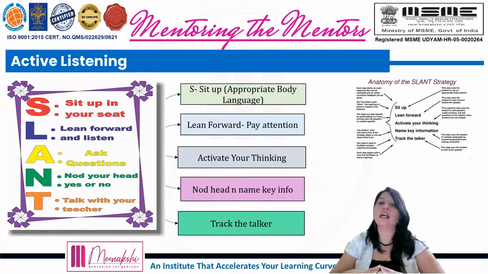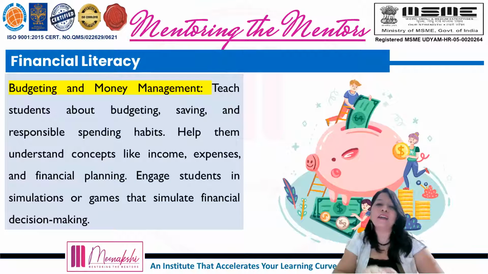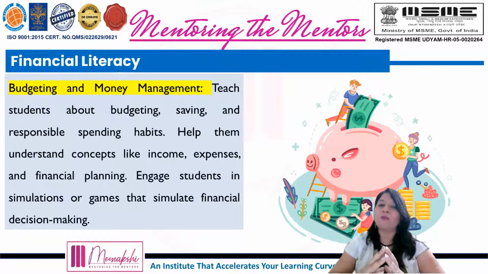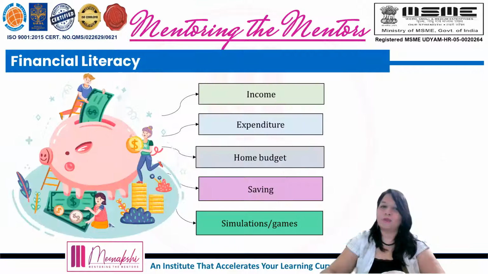Also, you need to track the talker or the speaker as well, so that you will be able to understand what the speaker is conveying to you. So this is the active listening or the SLANT technique. And if I go ahead with another kind of skills, here it is financial literacy. We need to provide such kinds of platform where they'll be able to know and understand budgeting, money management, how to create a budget, and they should be able to understand income, expenses, financial planning. So we can have some games or simulations so their students will be able to understand such important facts.